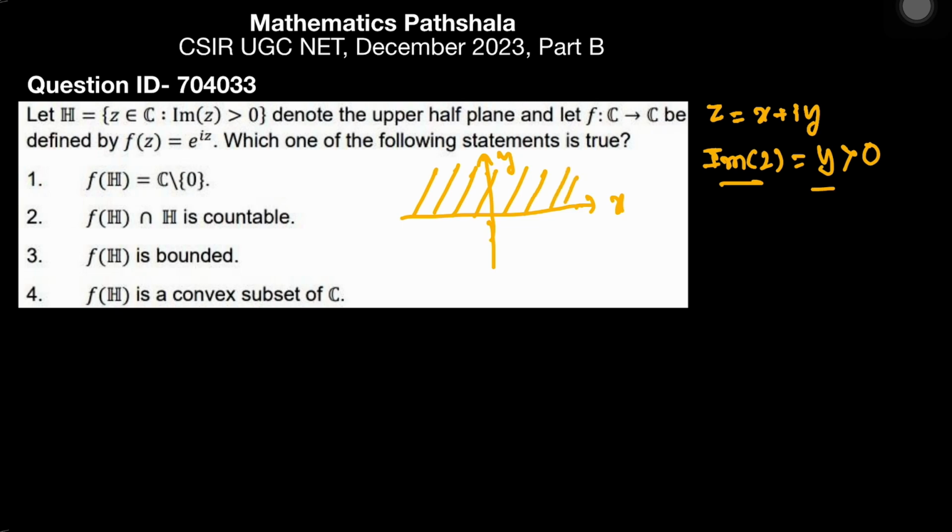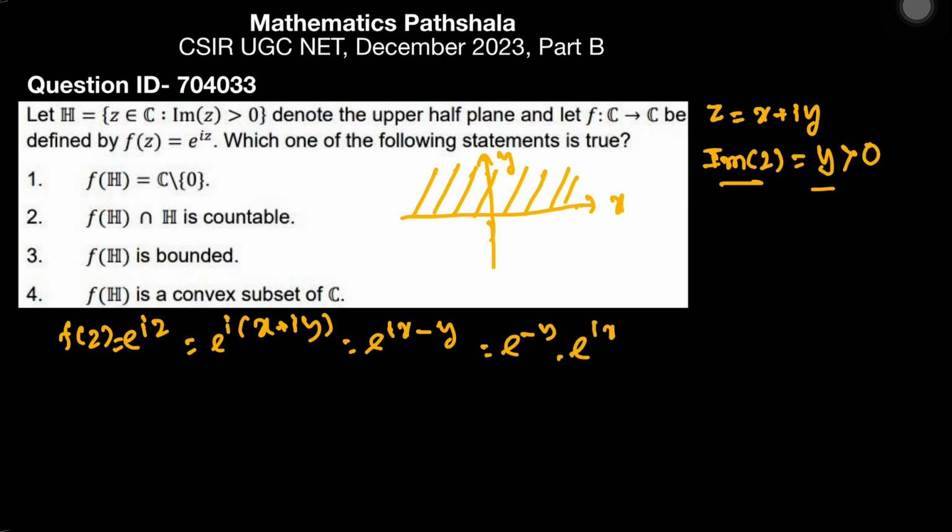Okay, now what is said that f(z) equal to e to the power iz, that means e to the power i into (x plus iy). So that means e to the power (ix minus y), that means e to the power minus y into e to the power ix. Now what is e to the power ix? e to the power ix equal to cos x plus i sin x.